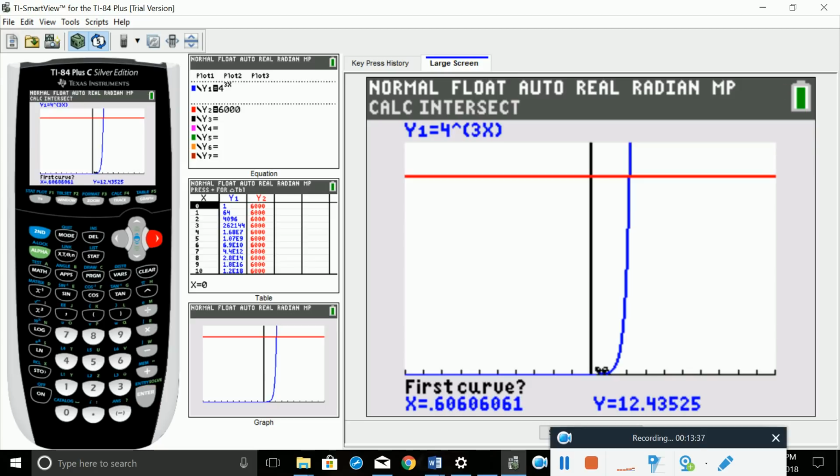I'm going to move my asterisk to the right a little bit so you guys can see it. Okay, I'm clearly on one curve, so I hit enter. And then it says, is my asterisk clearly on the other curve? And I'm going to hit enter. Enter past the guess. And you can see that the y value is 6,000, obviously, because we're on the line y equals 6,000. The x value is 2.092.